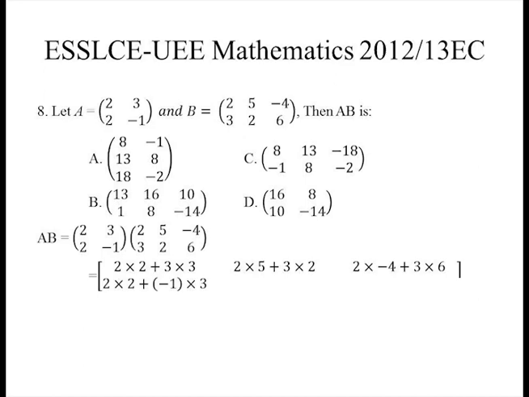Fifth step, determine the sum of the product of row 2 of matrix A with the corresponding column 2 of matrix B, that's 2 times 5 plus negative 1 times 2. At last, determine the sum of the product of row 2 of matrix A with the corresponding column 3 of matrix B, 2 times negative 4 plus negative 1 times 6.